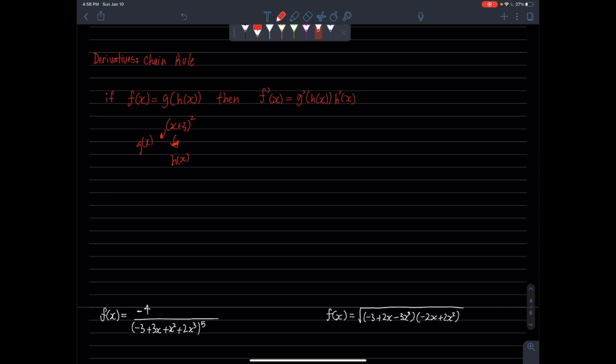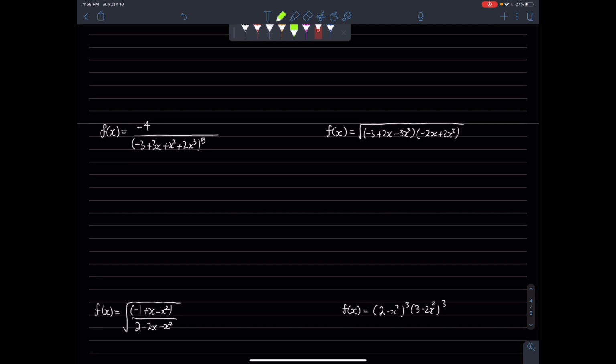If you want to take the derivative of this, it would be the derivative of the outside function, so the derivative of g, and then the inside will stay the same, and then multiplied by the derivative of the inside. So as an example, it would be the derivative of this term squared and then the derivative of the inside. I think it's easier to understand through some examples.